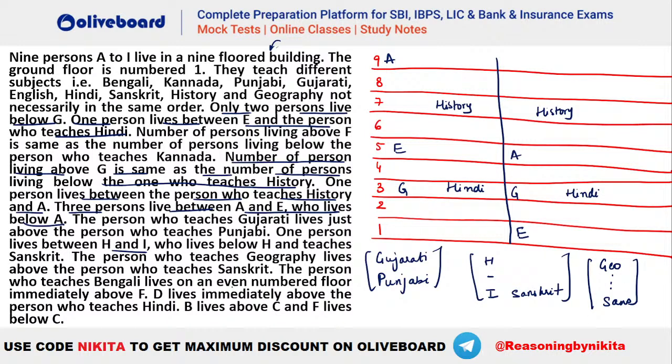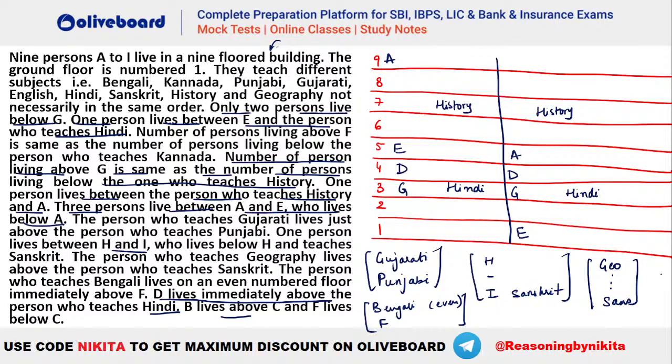The person who teaches Bengali lives on an even numbered floor immediately above F. Okay, so you know that Bengali has to be on an even numbered floor and he has to be immediately above F, right? This is another situation. So the one who is teaching Bengali has to be immediately above F, but Bengali has to be on an even numbered floor. After that, D lives immediately above Hindi. So you already have placed your Hindi. That means D will be here in this case. In this case, D will be here.